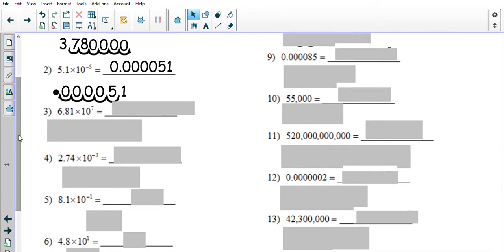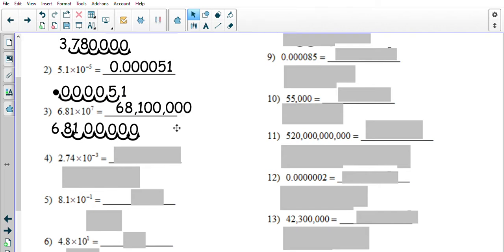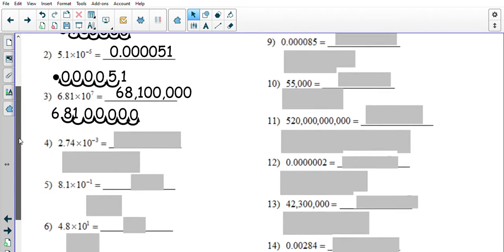So number 3, we have 6.81 times 10 to the 7th. Positive exponent means I'm going to move the decimal point to the right 7 places. So 2 places to get us past the 1, and then we need 5 more places, so 5 zeros there. So let's add our commas in. We're going to get 68,100,000.